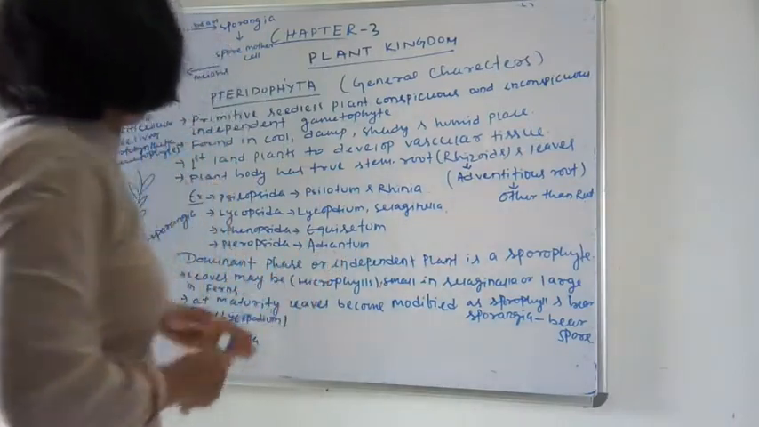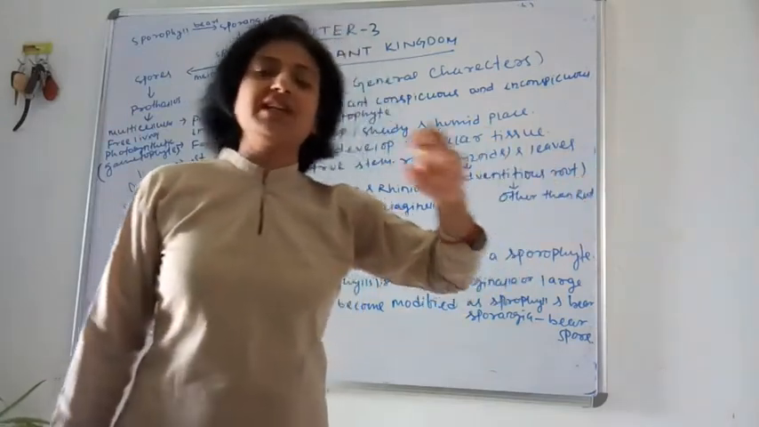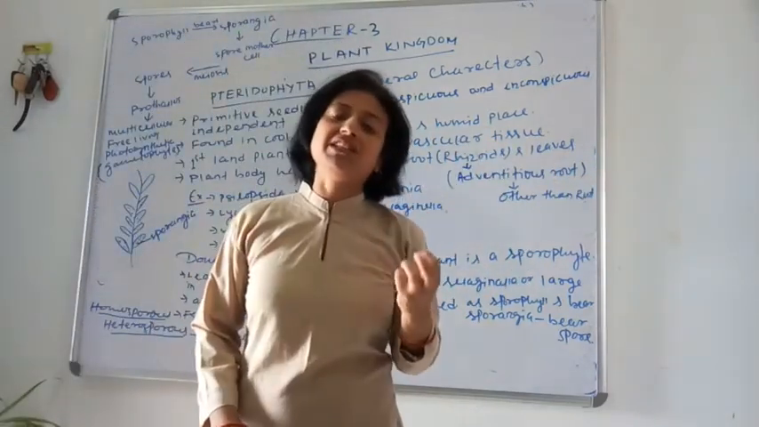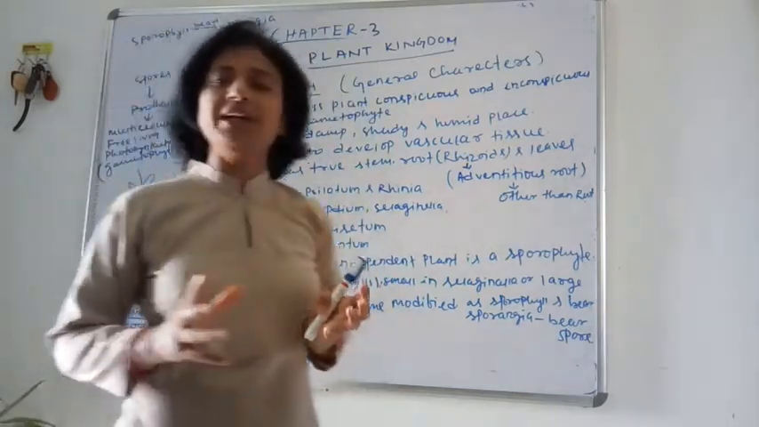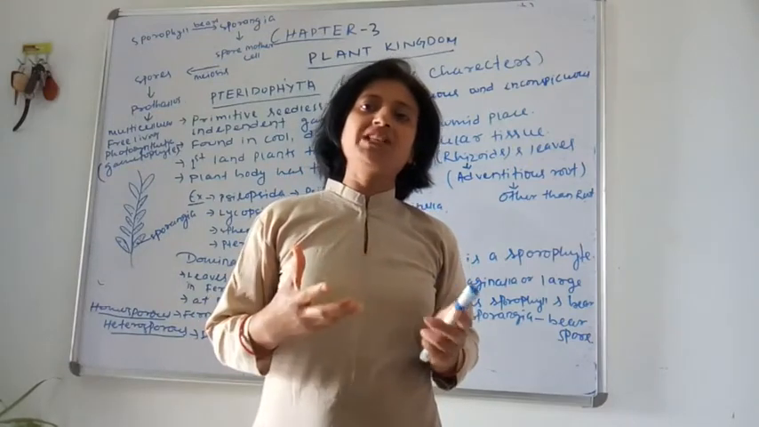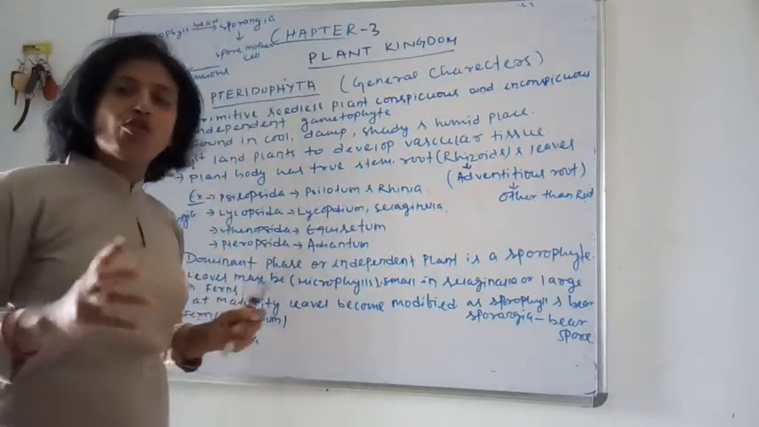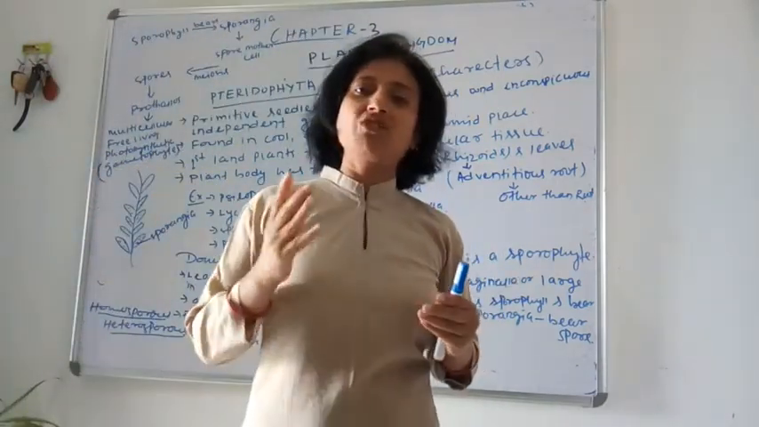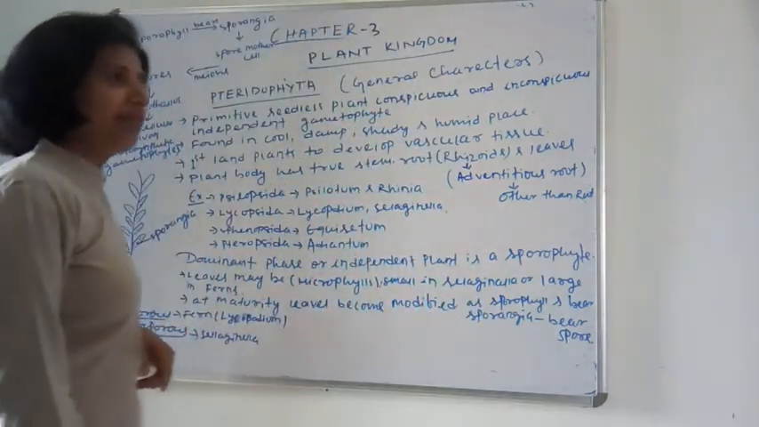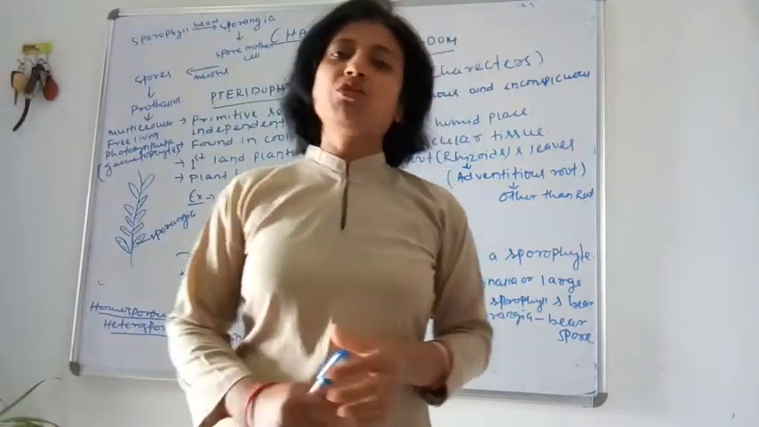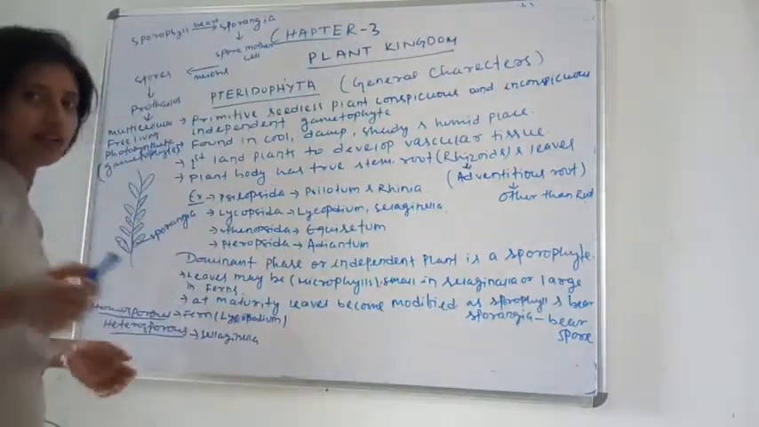So let's understand. Next point, it is found in cool, damp, sandy and humid places. The species of this division are found normally in sandy places. You can see broken buildings where some bricks or stones fall, and they grow between these gaps. They also help in binding the soil and preventing soil erosion. They are also used for ornamental purposes. Ornamental means for decorating purposes.